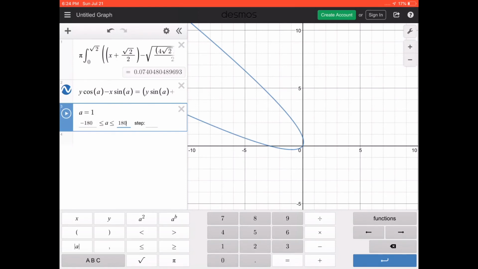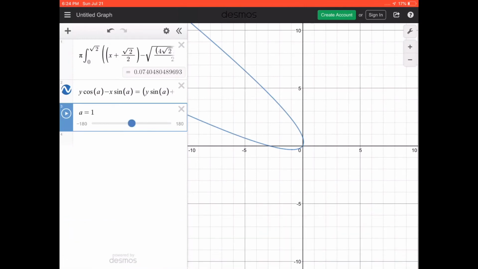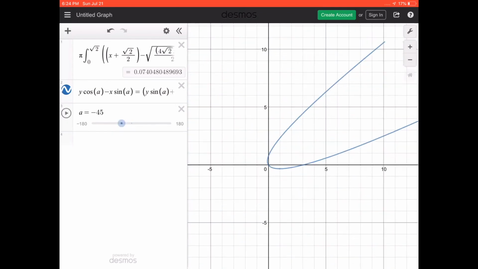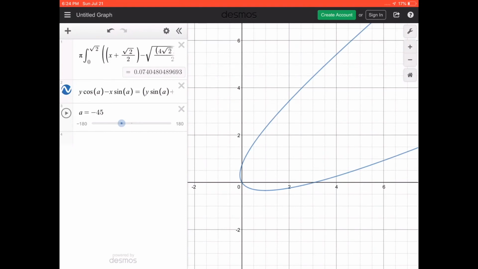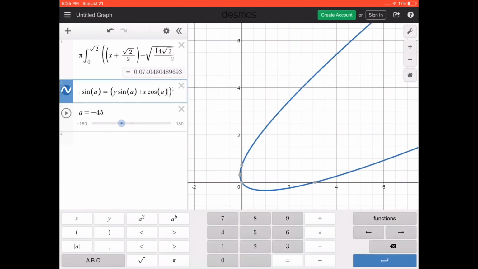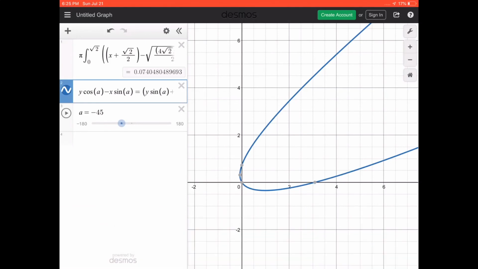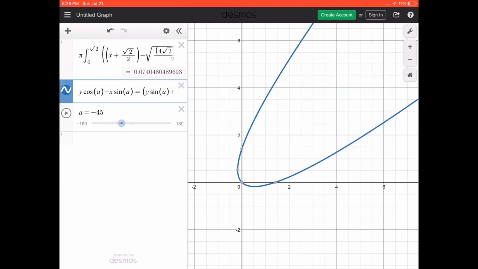Not 1800, 180. So let's see if we could rotate this curve 45 degrees. So all we could do is change the slider to negative 45 degrees. So let's go change it up to negative 45. As you can see, the curve over here is rotated negative 45 degrees. Oh, but this over here is wrong, so let me see what's happening. Oh, I know what's going on. We have to change these to degrees. There you go. That makes more sense.